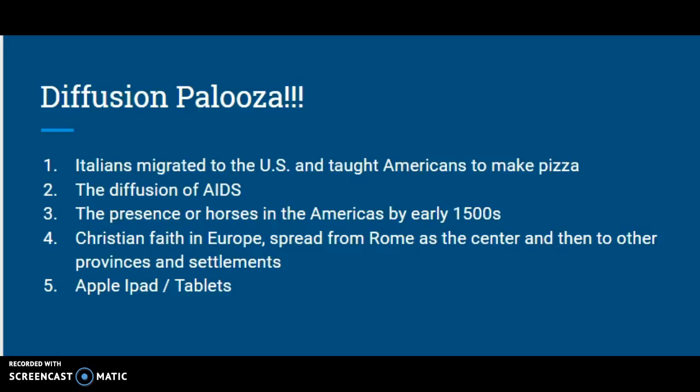So the first one, Italians migrated to the US and taught Americans how to make pizza. Number 2, the diffusion of AIDS. Number 3, the presence of horses in the Americas by early 1500s. Number 4, Christian faith in Europe spread from Rome as the center and then to other provinces and settlements. And number 5, the Apple iPad tablets. Here we go. See if you can test yourself.